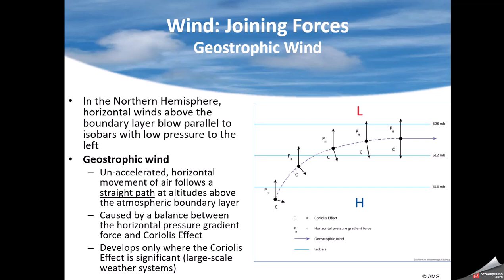So what happens then is you wind up with air moving in a straight line. It is balanced between the pressure gradient and the horizontal Coriolis effect.